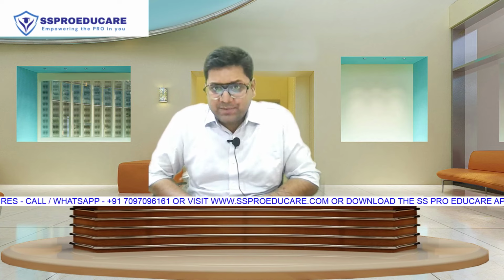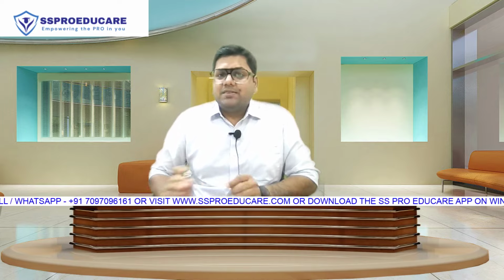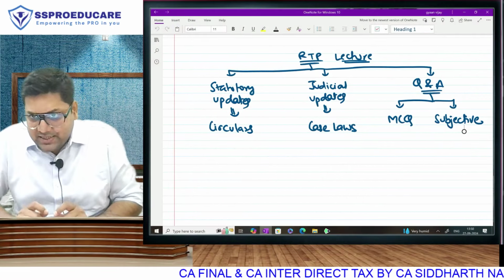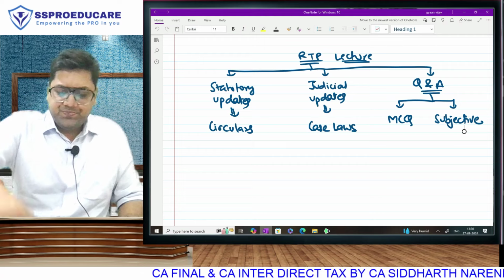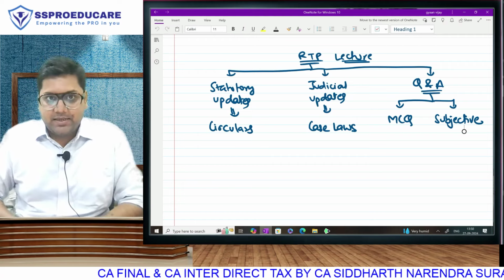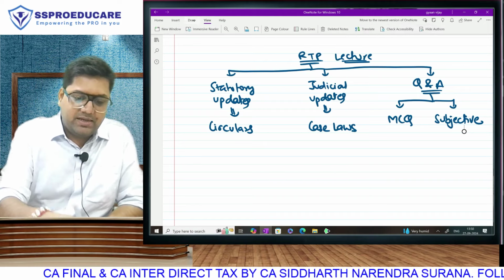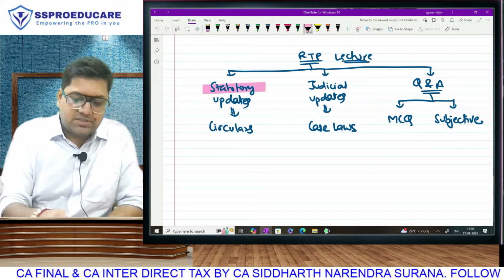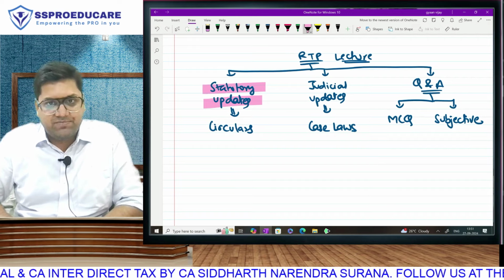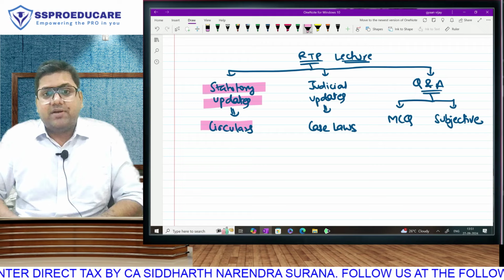Welcome to the RTP lecture for CA final November 2024 exam. This RTP lecture is going to be divided into three parts. So ICAI has released three sets of documents as far as this latest update is concerned for your November 2024 exam. First thing released by ICAI is something called statutory updates. So whatever latest circulars and notifications have been released are covered in the statutory updates. We will be discussing the statutory updates first.